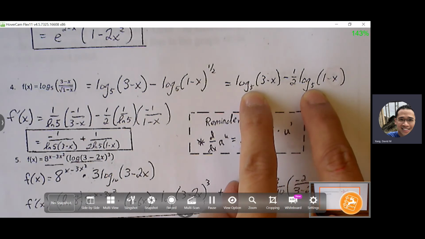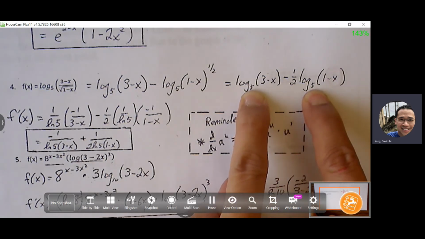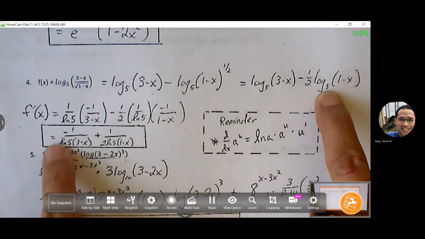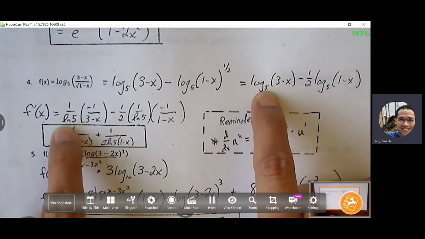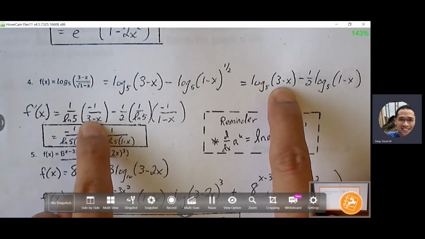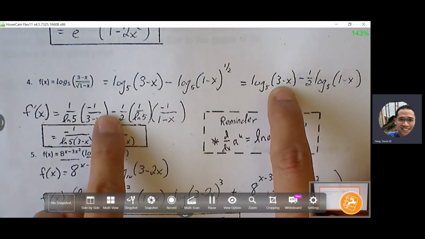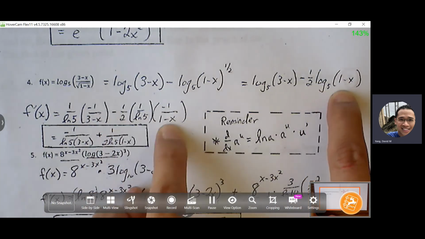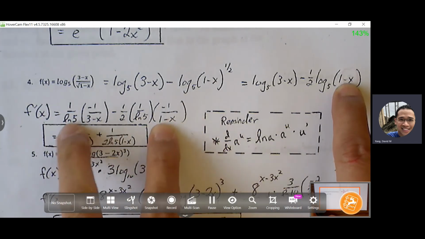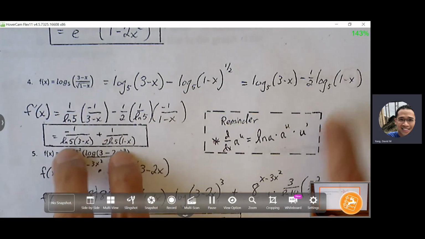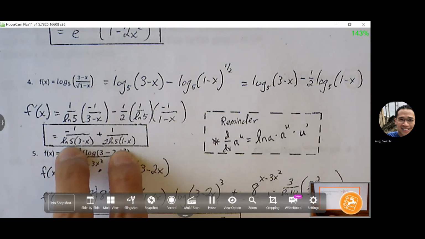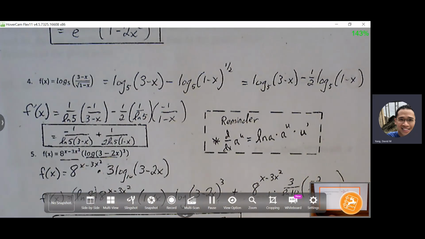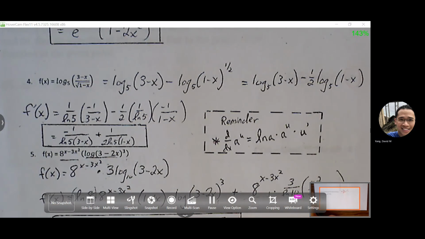We've got to adjust for the fact that it's not log base e, it's log base A. So A is 5, so 1 over ln 5, u prime over u, negative 1 over 3 minus x, minus, keep the coefficients, 1 over ln 5, u prime over u. 1 minus x becomes negative 1 over 1 minus x. Leave that, that's fine, or you can try to do a little bit more cleanup. Okay, any questions?